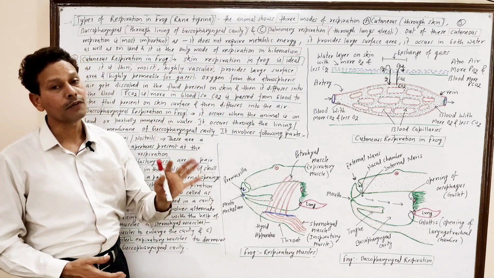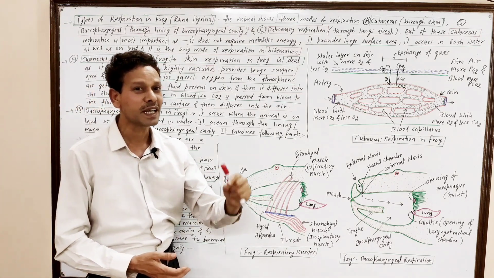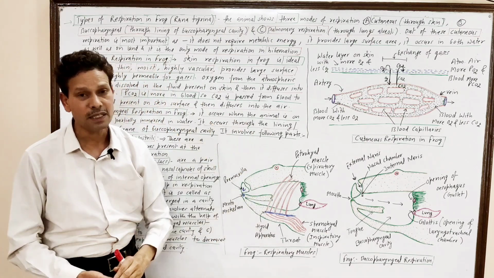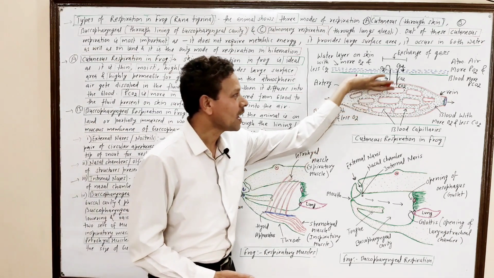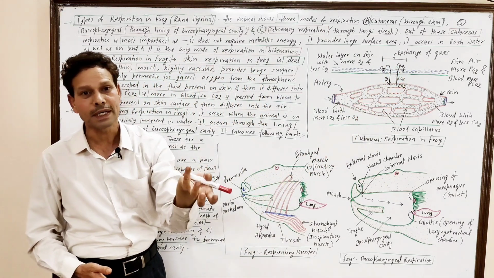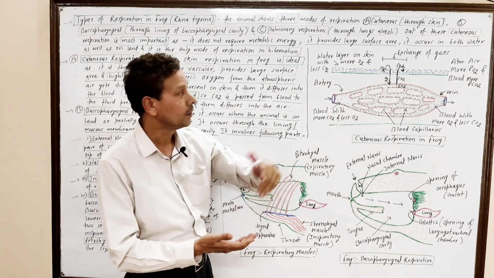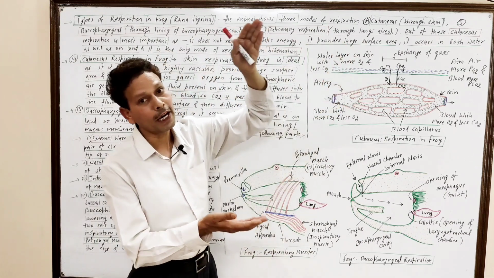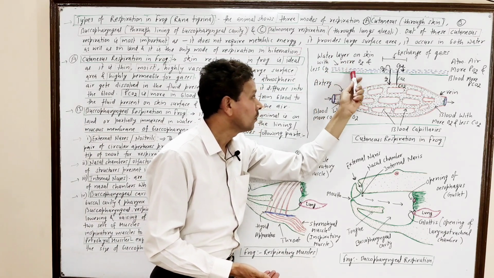The skin in case of frog is ideal for gaseous exchange. Dear students, as skin is thin, skin is highly permeable for gases, and skin of frog is moist. Its outer surface maintains a layer of water, mucus, fluid. In this fluid, in this water layer, the oxygen from atmospheric air gets dissolved.